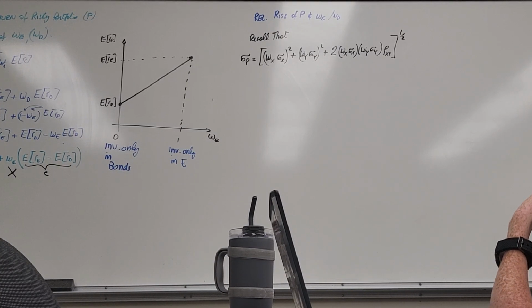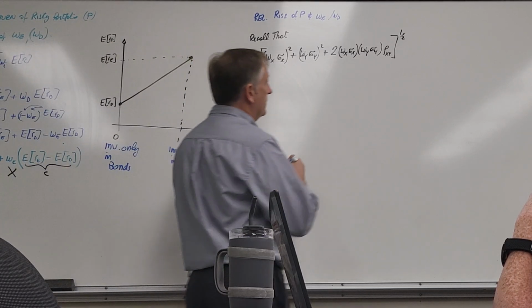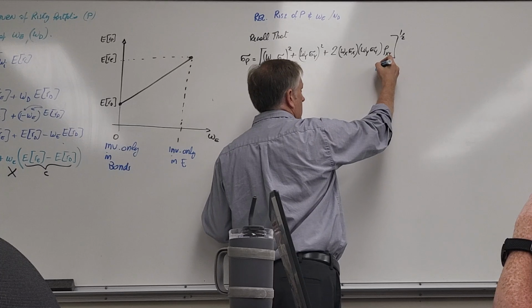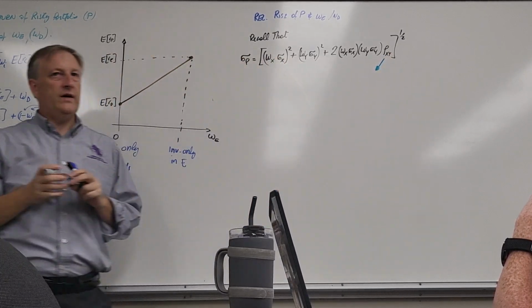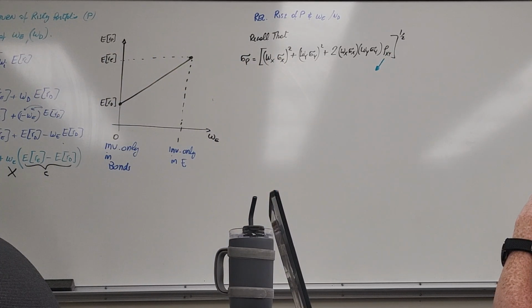So this is definitely not a linear relationship in terms of weight. In fact, there are squares, there is a square root in the middle of it, and then there is this guy here. What is that? That's the correlation between those two assets, right? So how those assets behave relative to each other.